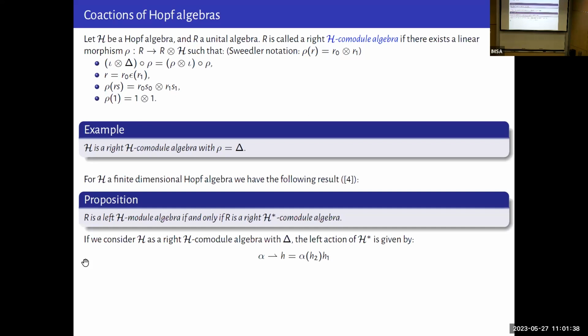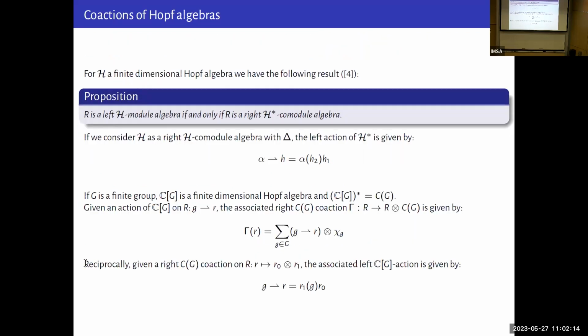Okay, now for finite dimensional Hopf algebras, we have the following result. R is a left H-module algebra if and only if it's a right comodule algebra over the dual. Here I speak about left actions and right coactions, but it's the same if we take right actions. So, for example, if we consider H as a right H-comodule algebra with the comultiplication, the left action of the dual is given by this formula. A functional alpha acting on h is just alpha evaluated on h2 times h1.